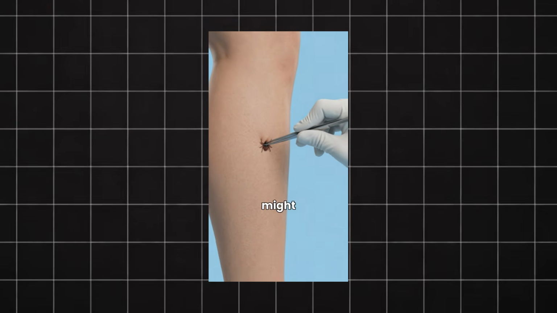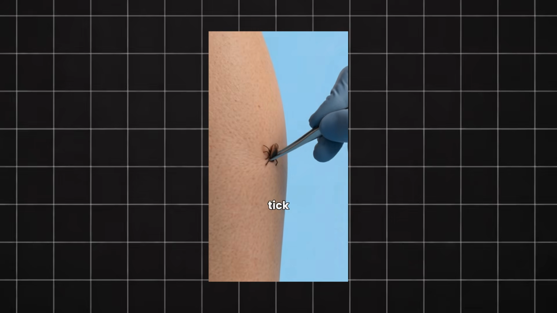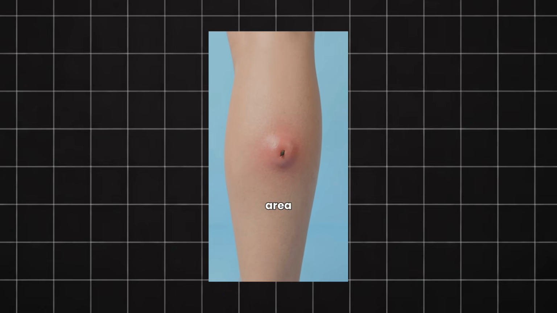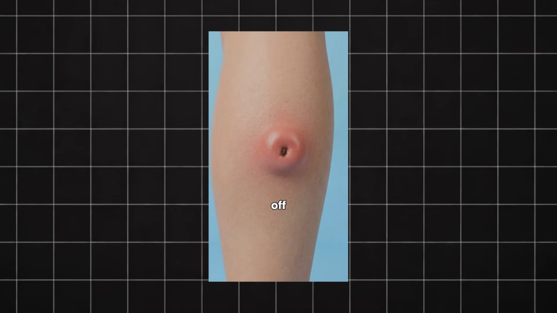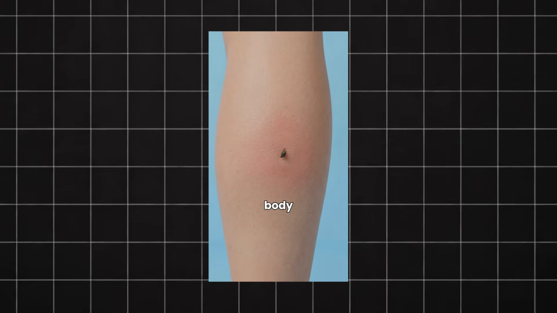That itchy bump might still have a piece of the tick left behind. Here's why. If you pull a tick out too quickly, the head can break off and stay under your skin. The area becomes inflamed as your body fights it off. Pressure builds up underneath, and after some time, your body pushes it back out.